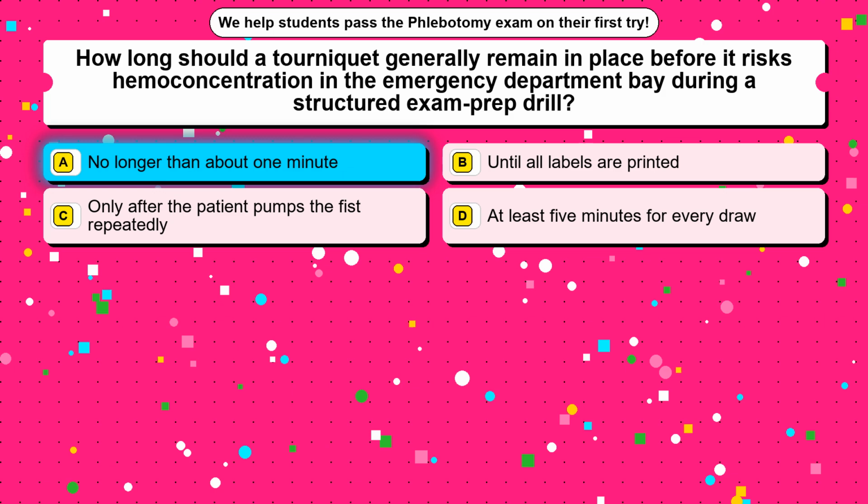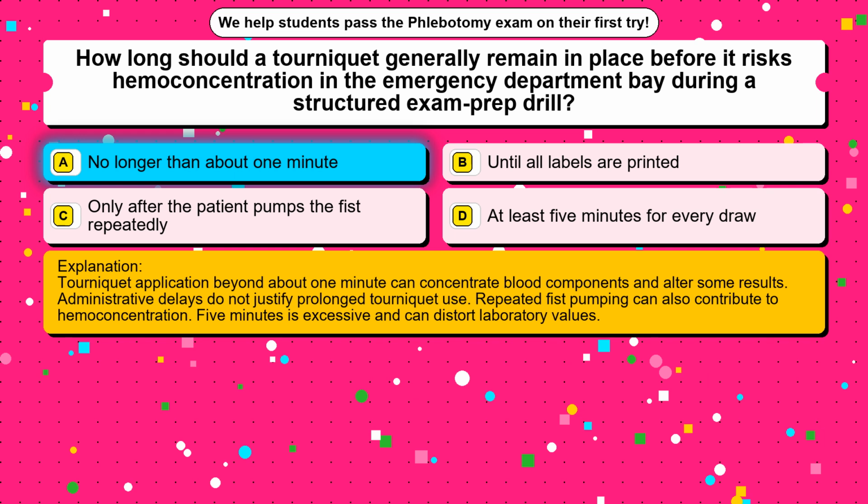The correct answer is option A. No longer than about 1 minute. Tourniquet application beyond about 1 minute can concentrate blood components and alter some results. Administrative delays do not justify prolonged tourniquet use. Repeated fist pumping can also contribute to hemoconcentration. 5 minutes is excessive and can distort laboratory values.